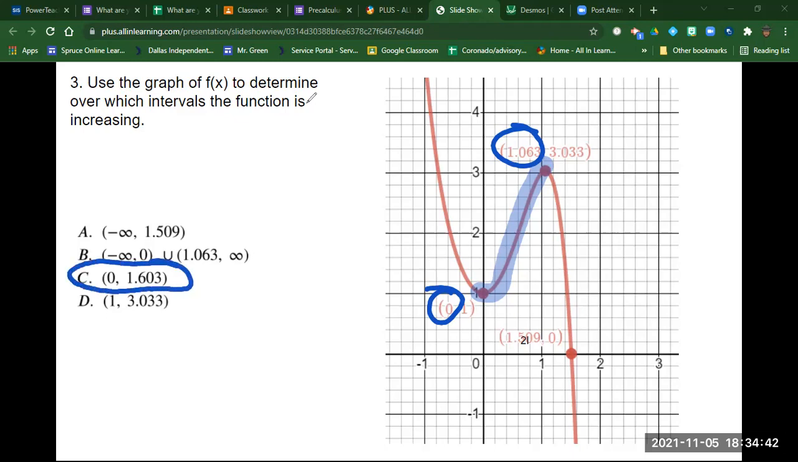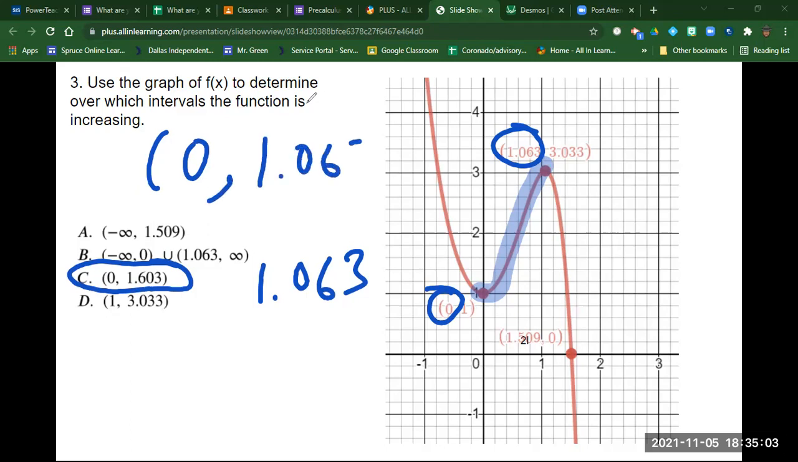On that interval from 0 to 1, even though that's yucky. That's a misprint, but it's supposed to be 1.063. That's what it is. So the real answer to this problem is this. That right there is a typo that I did not see. All right, let's go to the next problem. So the correct answer is C.